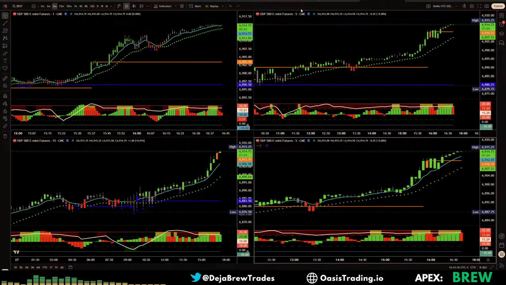So right now, if we just take a snapshot of all these time frames, it's pretty obvious that we are in a very one-directional market, where the sellers are not really in control whatsoever. They're barely even getting pullbacks.